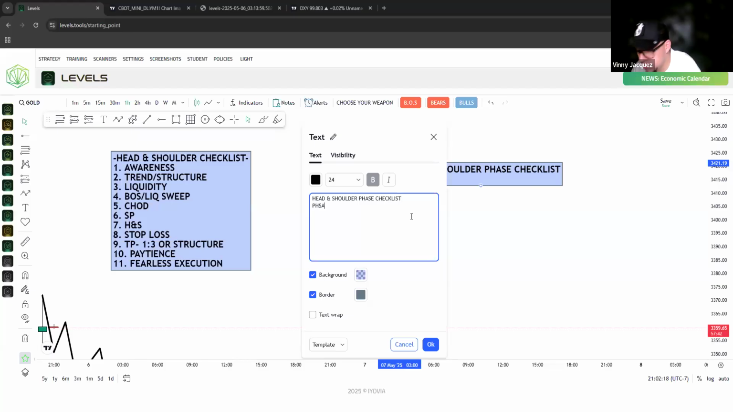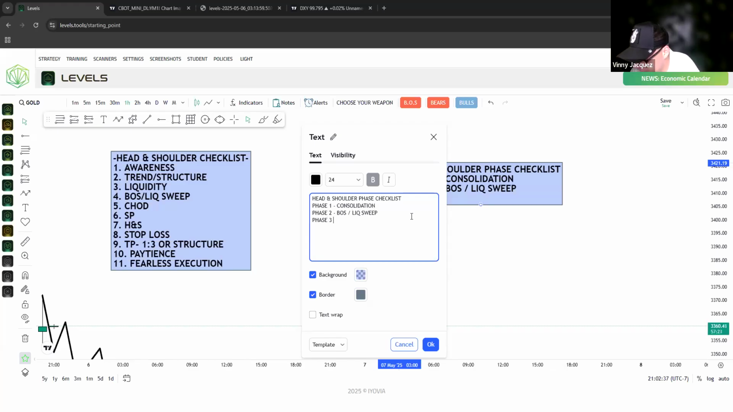Right, phase 1 is consolidation, phase 2, BOS / liquidity sweep, phase 3, change of direction, phase 4, entry / right shoulder.